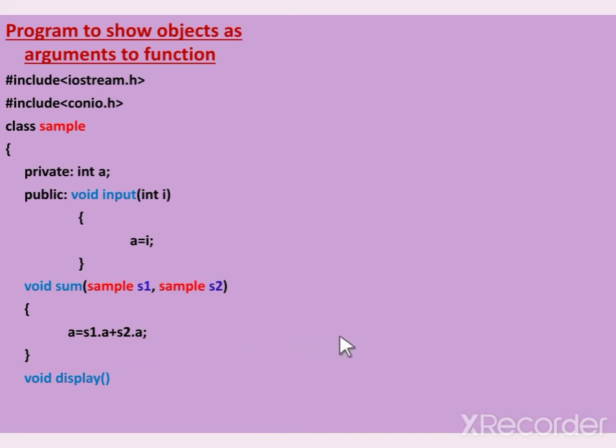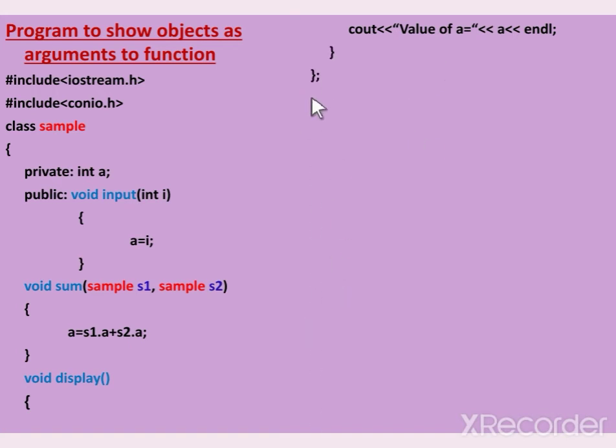Next, function void display. This is another member function. So in total there are three member functions: input, sum and display. The display function is used to display the value of A, that is, the output value of A.